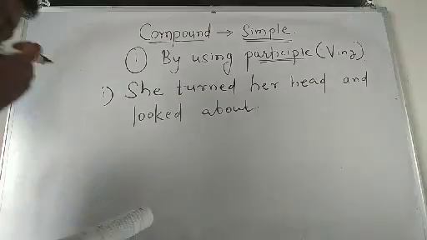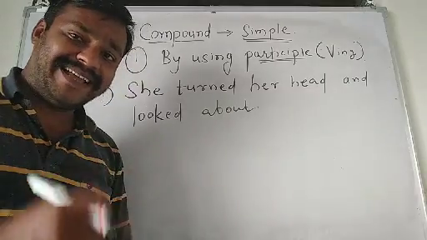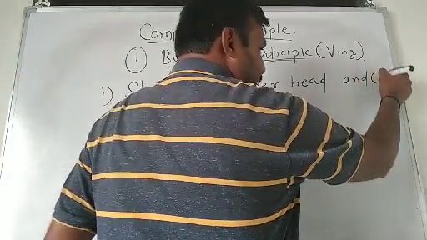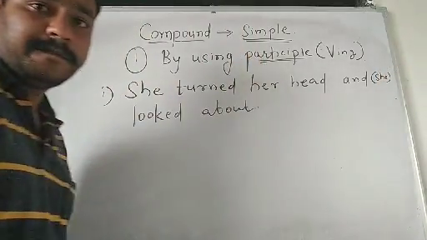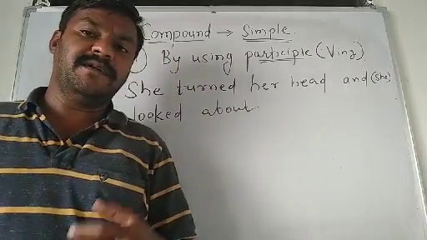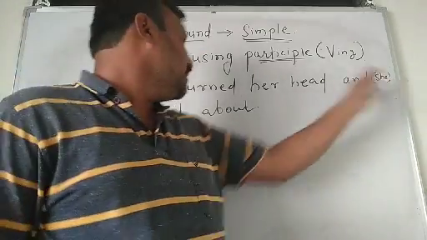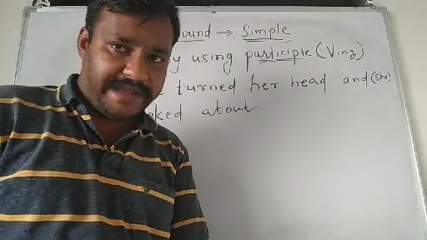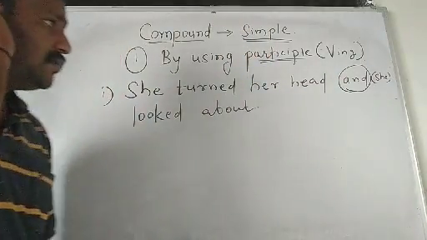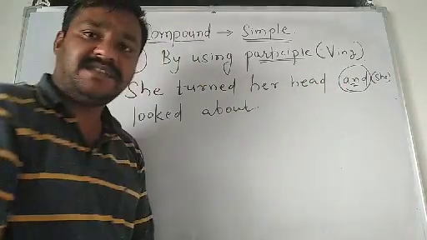So this is a compound sentence. What I'm telling? She turned her head and... If the same subject is used again and again, most of the time the subject is not written. There is no need of writing that same subject again and again if we are talking about compound sentences. Here, she turned her head is one main clause, and she looked about is another main clause. And as per the first rule, these two main clauses are connected with and, as I have circled it.